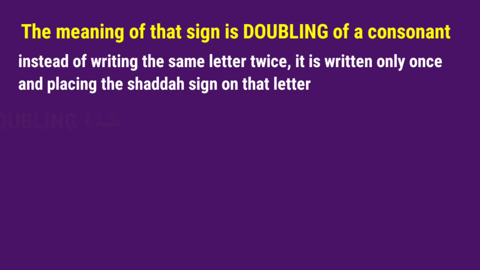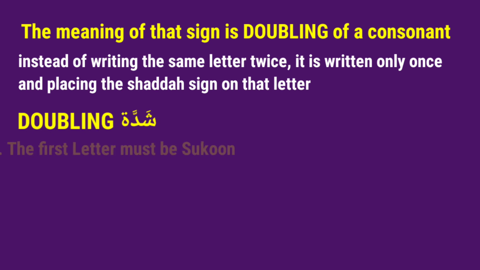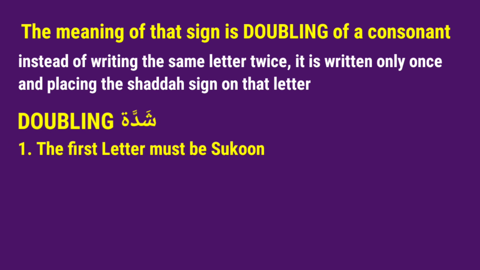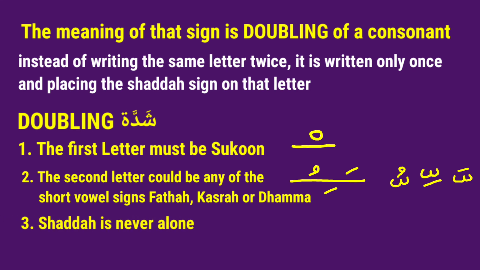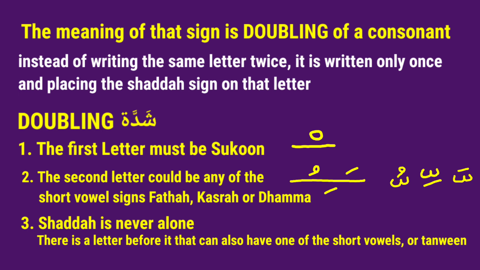What we need to know about doubling the letter or Shaddah are, number one, the first letter must be sukun. The sign of the sukun is a little circle or a half of a circle on the top, or without circle at all. Number two, the second letter could be any of the short vowel signs, Fathah, Kasrah, or Dhamma. These are the signs of Shaddah with Fathah, with Kasrah, and with Dhamma. Number three, Shaddah is never alone. There is always a letter before it that can have one of the short vowel signs or tanween.